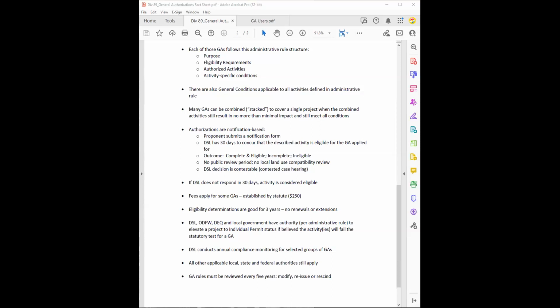When someone submits a notification to us, there is no public review period, unlike general permits and individual permits, which do have a public review process. General authorization notifications do not have a public review. It's 30 days for DSL. There's also no local land use compatibility review, so local governments are not looking at these in advance. So we always make it a condition of our general authorizations to make sure that they do check in with the local government. Finally, important to know that whatever our decision is on your general authorization, especially if we tell you it's not eligible, that decision can be appealed.